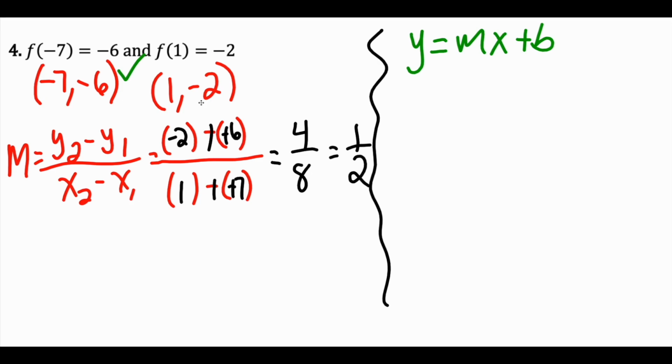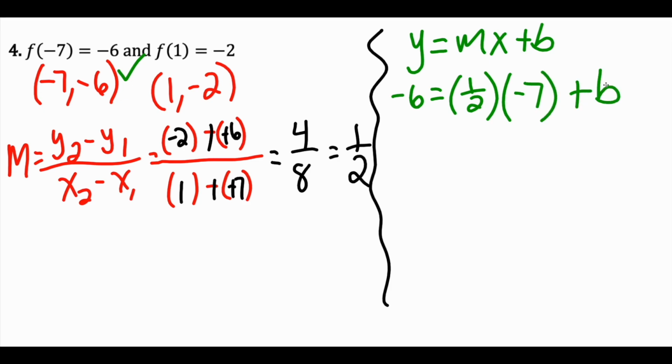So in this problem, y is negative 6. M, the slope I just solved for, is 1/2. X is negative 7, plus b. So you can see here that we're going to end up with some fractions, but just use your calculator and make sure that you get these numbers, okay? 1/2 times negative 7 is negative 7 over 2 plus b.